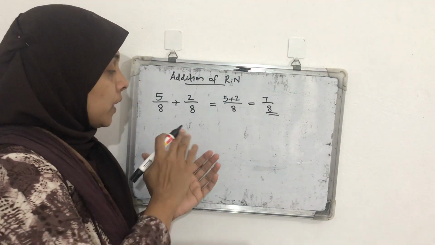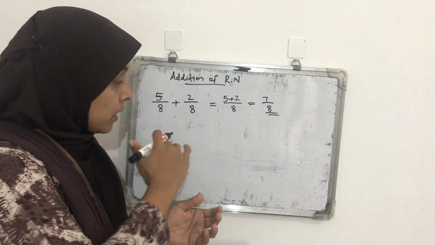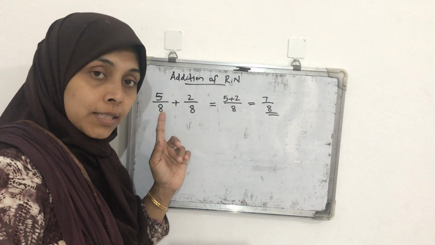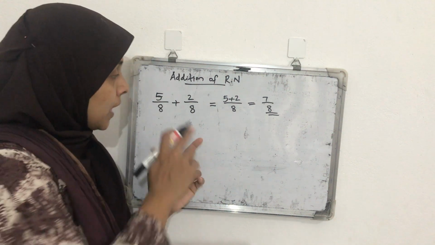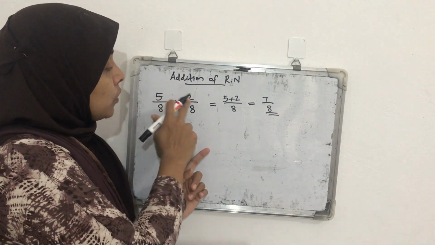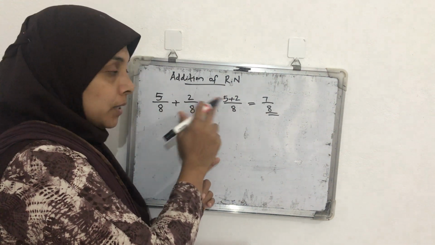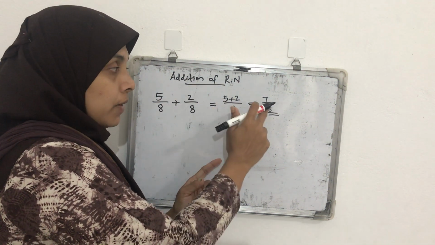So the answer will be 7 by 8. If the denominators are the same, there are three different cases. First, both the numerators are positive. If both numerators are positive, we can add the integers: 5 plus 2, we will get 7.